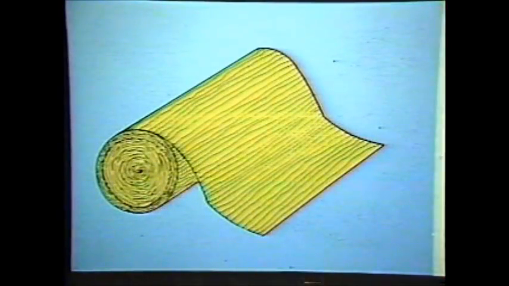Plywood is made from very thin layers of wood. These layers are peeled off logs at lumber mills, much like you'd peel the skin from an apple. These layers are stacked on top of each other and glued together to make sheets of plywood.